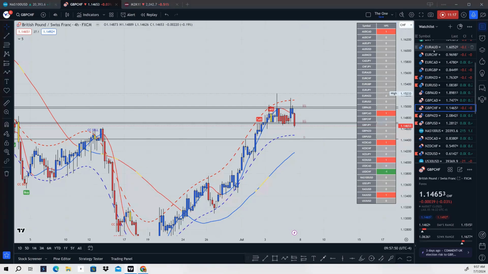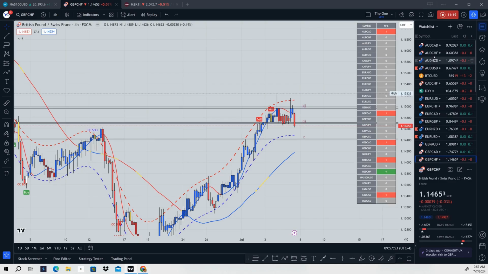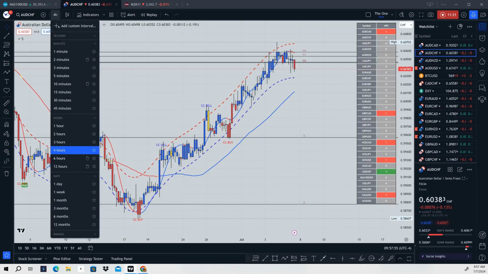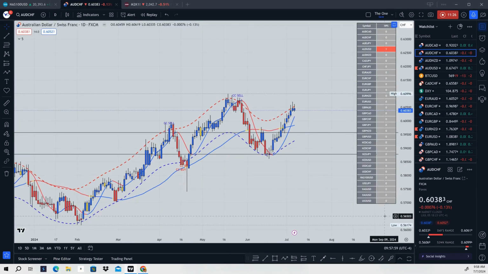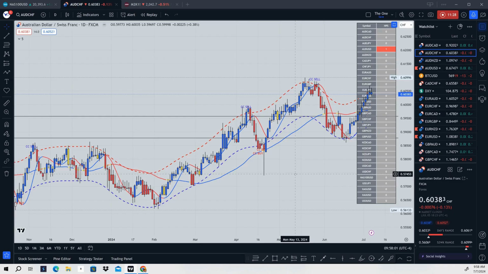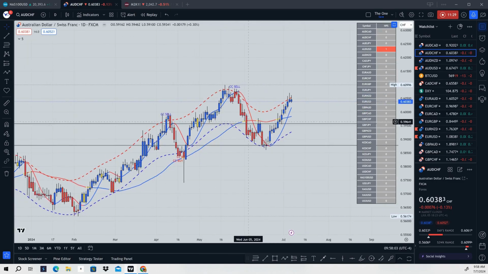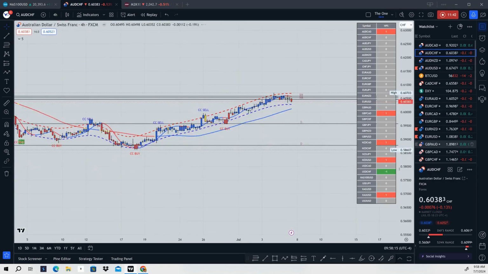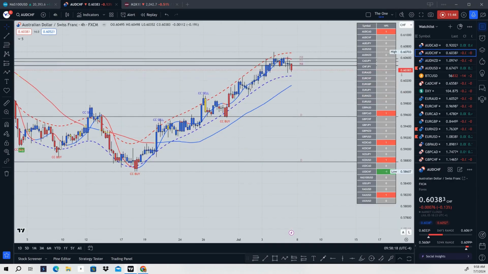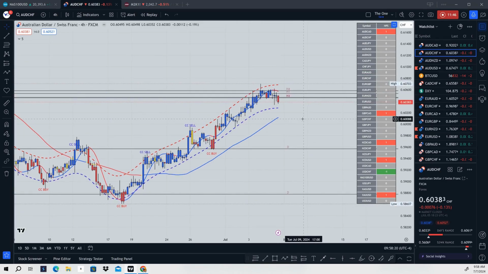Another trade is going to be AUD CHF. Let's go to the daily time frame for AUD CHF. Same exact scenario with GBP CHF. Again, we are bullish. Price is above it on the daily time frame. So that means that this 4-hour sell that we have happening is just a pullback for price to go higher.